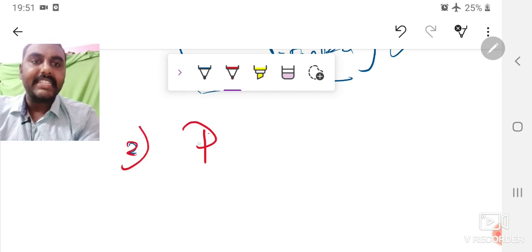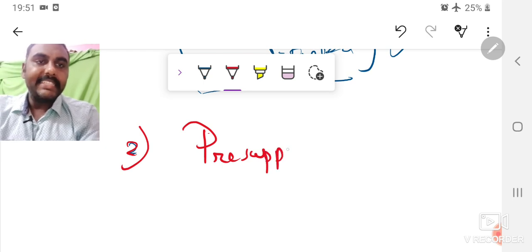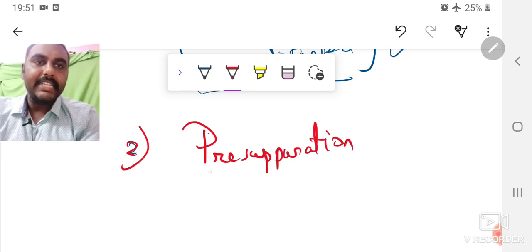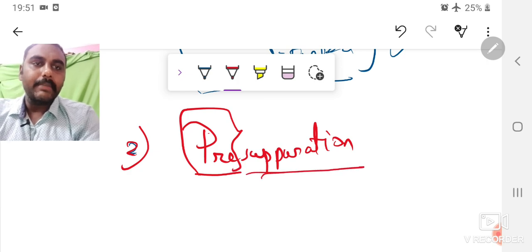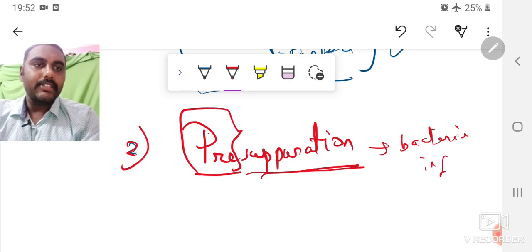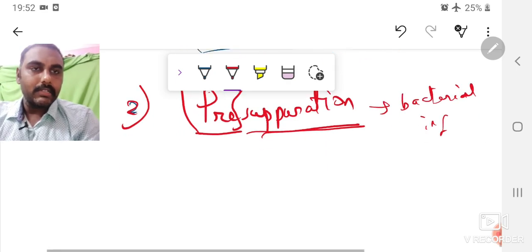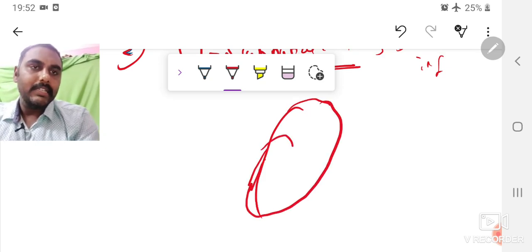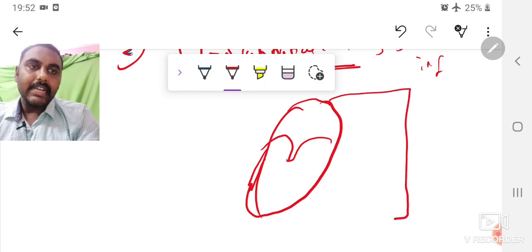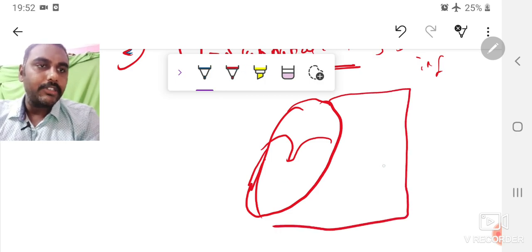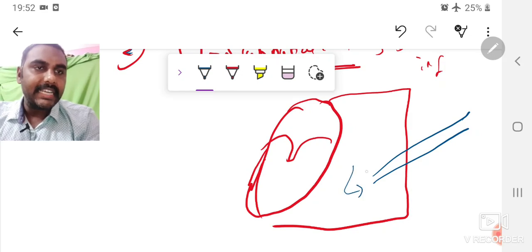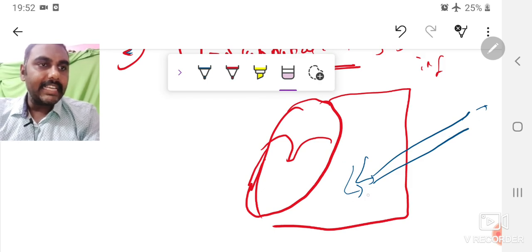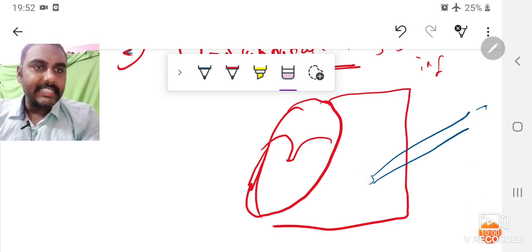What is the second stage? The stage of pre-suppuration. As the name indicates, it is pre-suppuration. Suppuration is a bacterial infection, or pus getting collected. As I said, the tympanic membrane will be retracted because of the negative middle ear pressure. And what is the other function of the eustachian tube? The other function of the eustachian tube is to clear the middle ear secretions into the nasopharynx. Now this clearance is not happening.